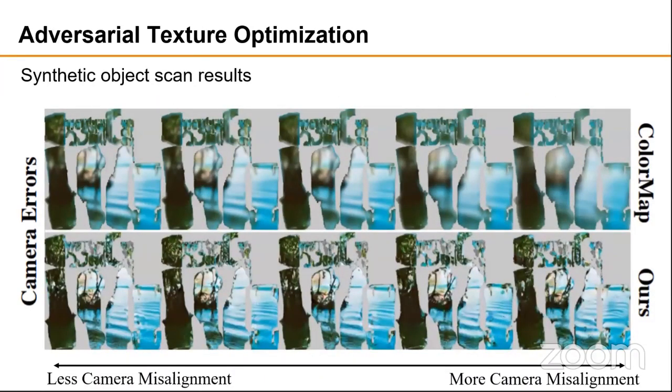In this example, we test the effect of larger camera misalignments in comparison to the color map method of Zhou et al. Please note that our result in the bottom row stays sharp as the misalignments get quite large in the examples on the right, where the color map method results have blurring.